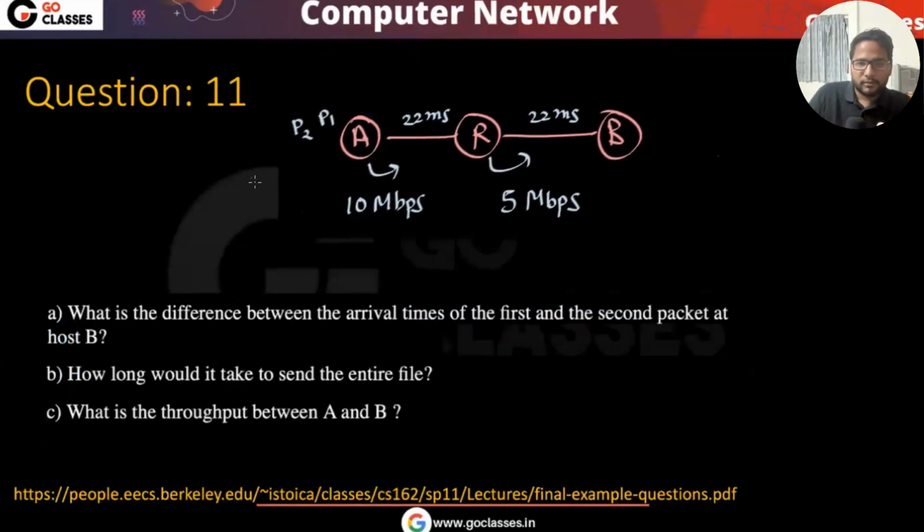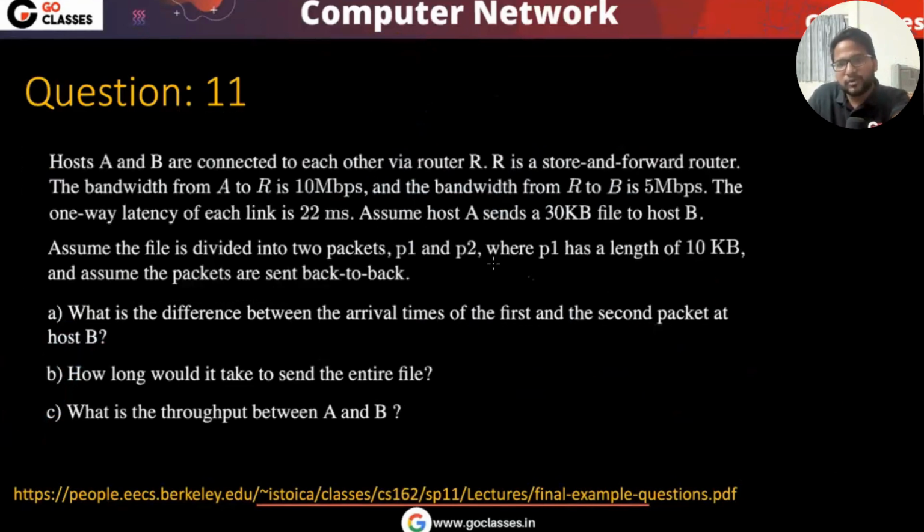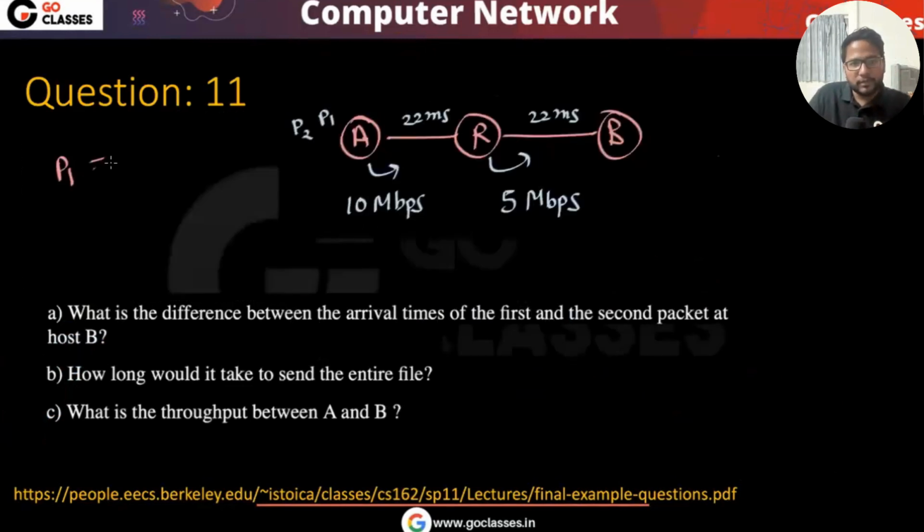So they are saying with this following data that you are sending two packets back to back. This is not directly a stop and wait question because you are sending back to back. Back to back means there is no stop and wait. So P1 length is 10 KB and P2 length is 20 KB. You are sending back to back, right?